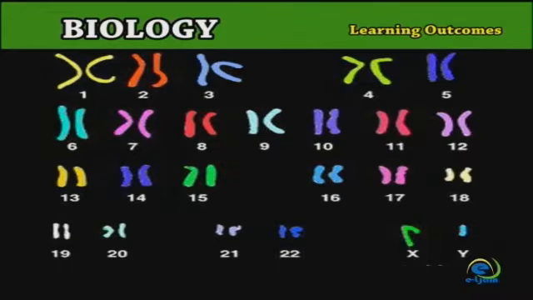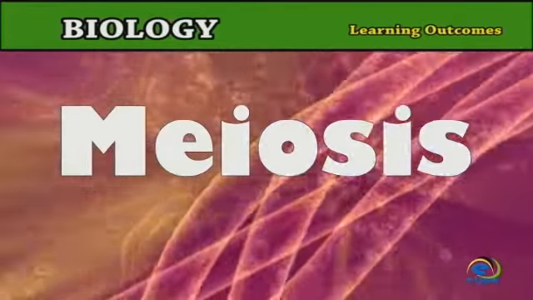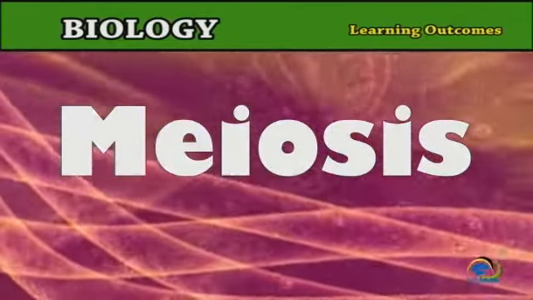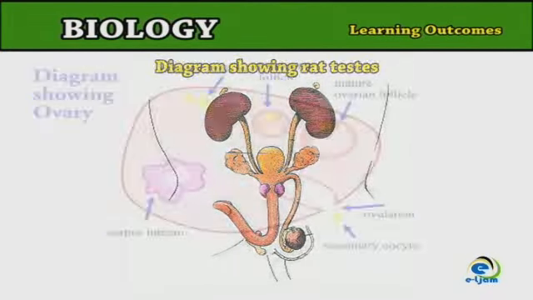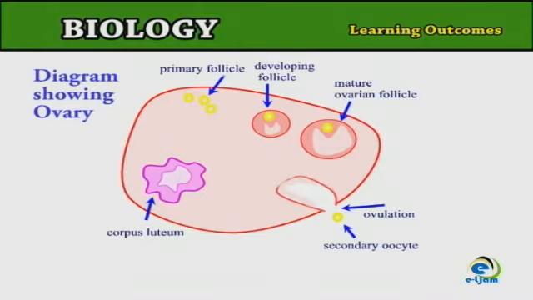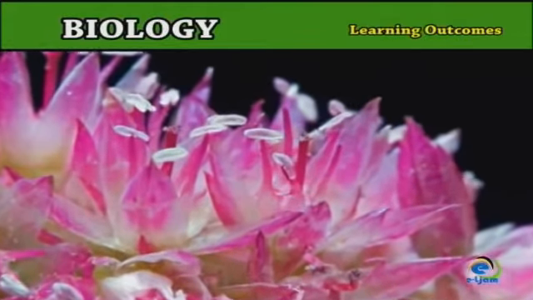Furthermore, the number would keep on doubling with each successive generation. For this reason, a process by which the chromosome number is halved and chromosomes are sorted and packaged to be passed on to an organism's offspring is carried out. This process is called meiosis. In animals, meiosis occurs in the testes and ovaries. In plants, meiosis occurs in the anthers and ovules.